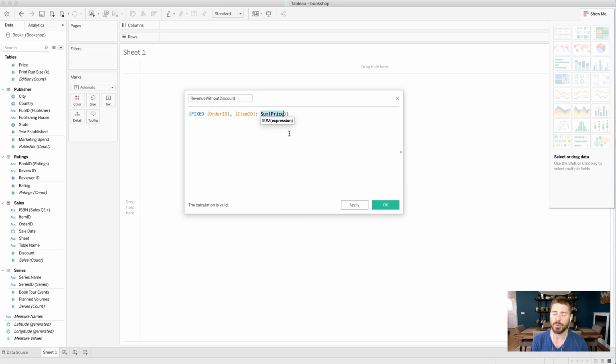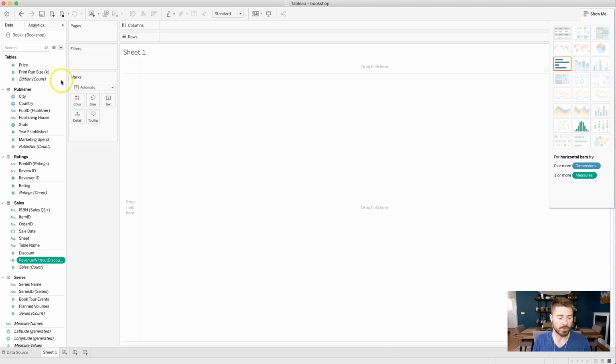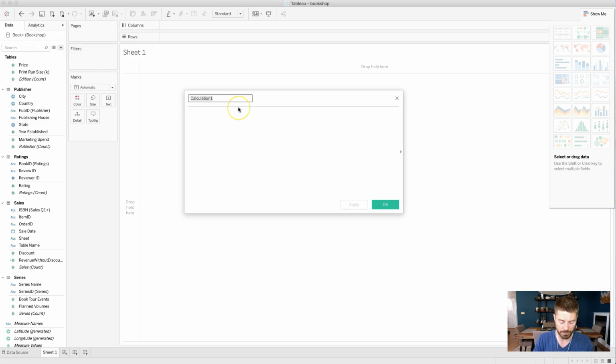So if you're saying, why would you do that? You're totally right. It's just that every level of detail expression has to return an aggregate. If that was completely Greek to you and it's not making any sense, please pause this, go back and look at the level of detail videos where we talk about this in a lot more detail, and hopefully it'll make more sense. So that's our revenue without discounts. Let's do our revenue with discount. Let's make a new calculated field, revenue with discount this time around. And we'll do, again, a level of detail expression fixing the order ID and the item ID.